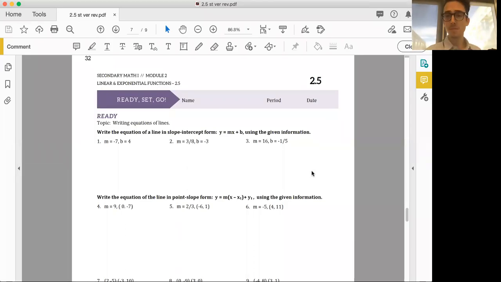2.5, staying alive. Here we go. Ready, set, go. We are writing equations of lines.